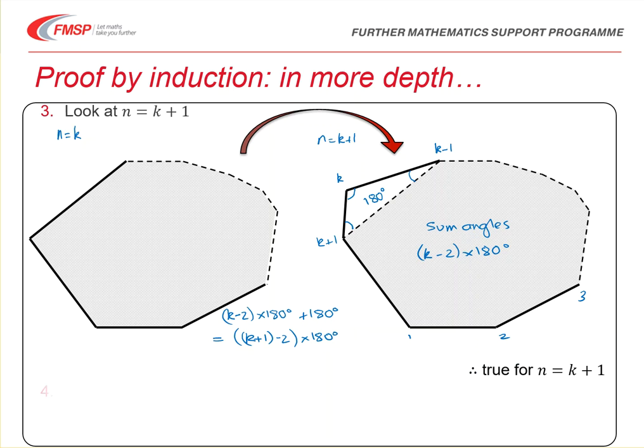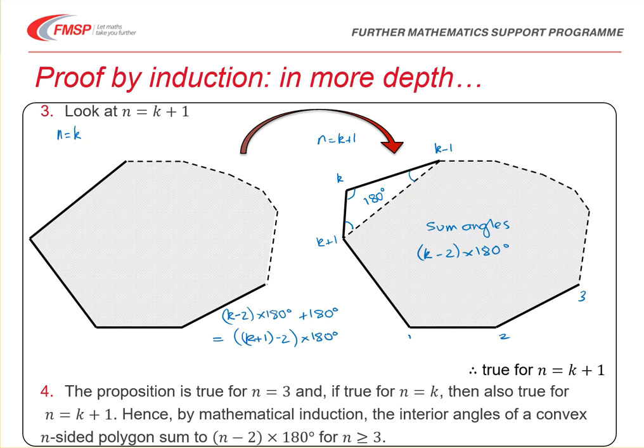The final thing is to make a conclusion. We've shown that it's true for n equals 3, and if true for n equals k, our assumption here, then it's also true for n equals k plus 1, and hence the proposition is proved by mathematical induction. A really nice example, I think.